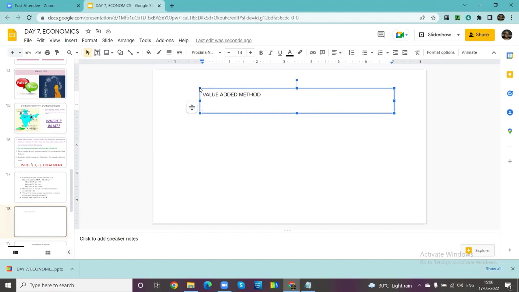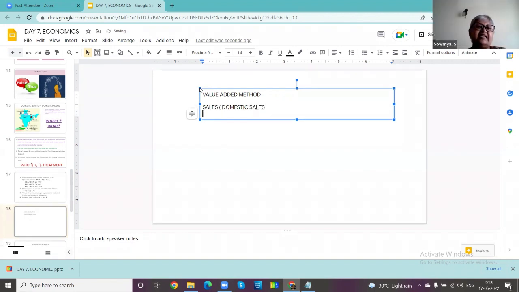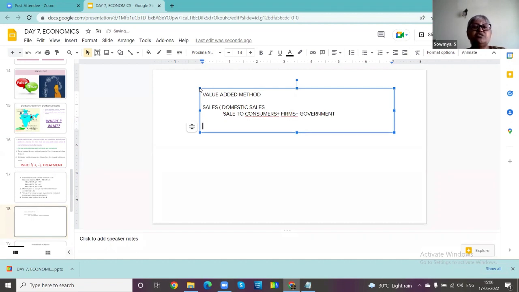Now, one more thing I have observed is under the value added method, when they are given sales, they'll have to understand that the sales will include everything. The sales will include the domestic sales, and then the sales to various categories. When we say domestic sales, that includes everything. It can be sale to the consumers, sale to the other firms, sale to the government, and then of course the next component, the exports.